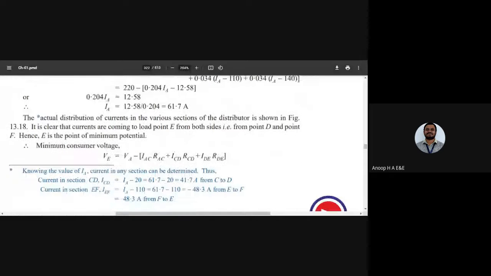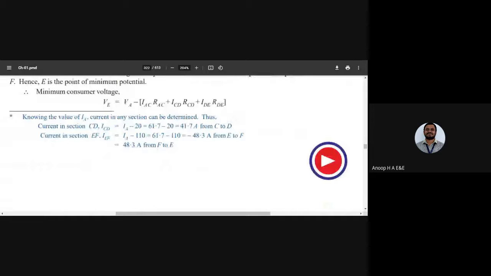If I want to find out the minimum consumer voltage, VE would be equal to VA minus the drops in all the three sections. How will I find out the drop in all the three sections? That is 61.7 minus 20, which is 41.7, and 61.7 minus 110, that is minus 48.3. So E to F is minus 48.3, and F to E you can also write as 48.3 in a positive way.